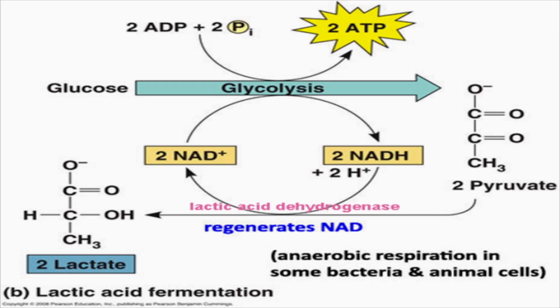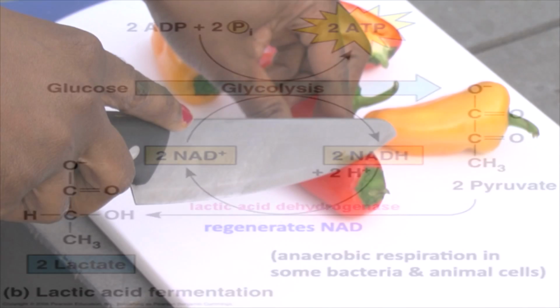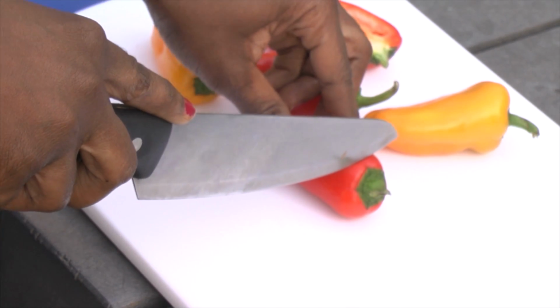Lactic acid fermentation is basically a metabolic process in which glucose and other six-carbon sugars are converted into cellular energy. In the process of this fermentation, glucose is converted into two molecules of pyruvate. Pyruvate is then converted into lactate via the enzyme lactate dehydrogenase.